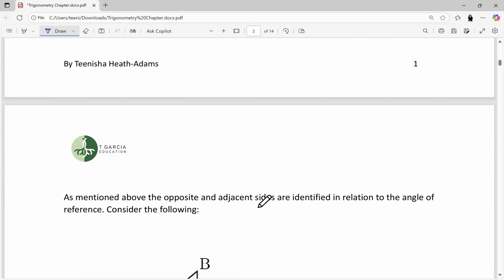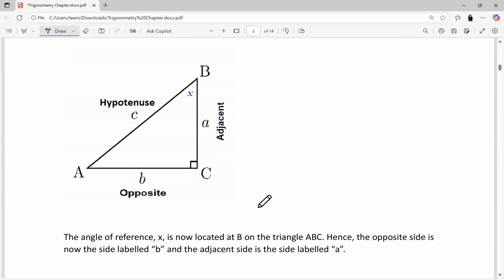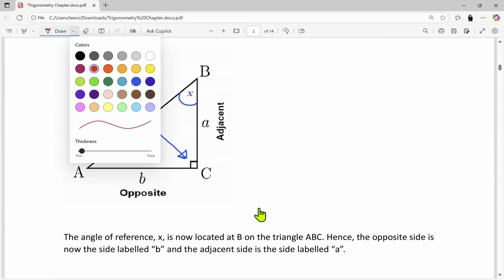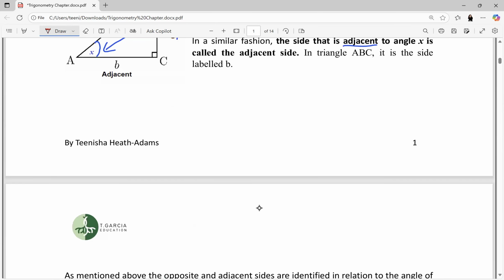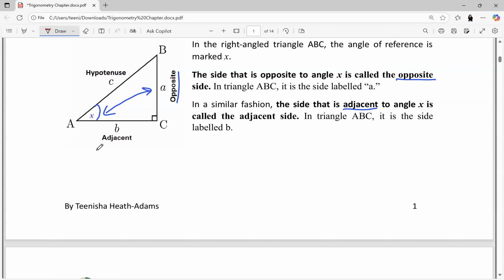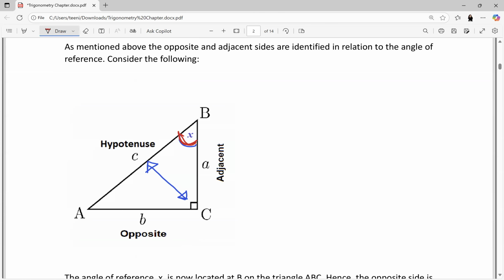So let's look at this one, right? If I move the angle of reference here, then the hypotenuse will never change because it's always going to be opposite the right angle. However, the other two sides can change because it depends on where this angle of reference is. In the previous example, I had the angle of reference down here, so the opposite side was opposite that. But in this triangle, my angle of reference is up here instead. So the opposite side will be this side B, right? And the adjacent side is the third side.